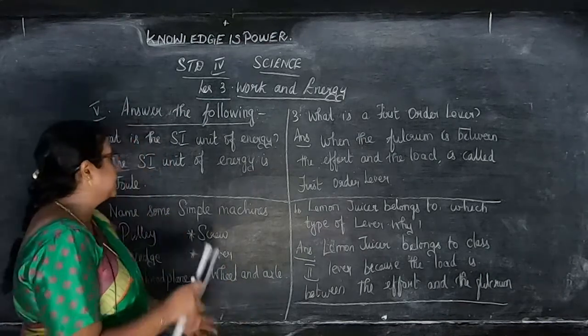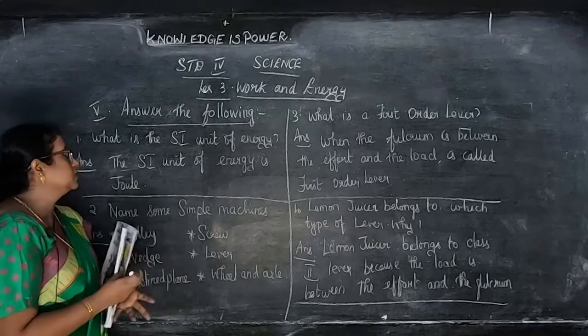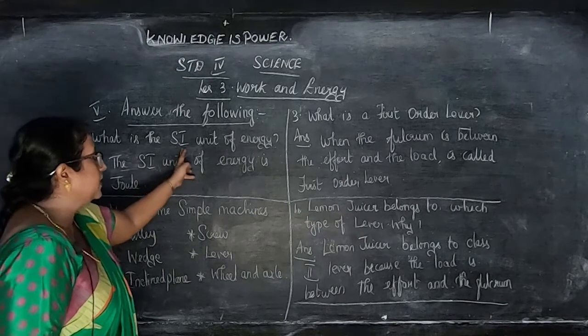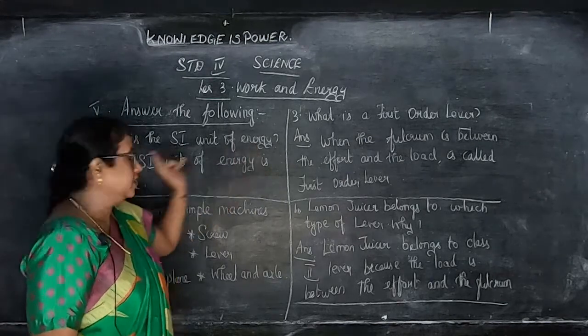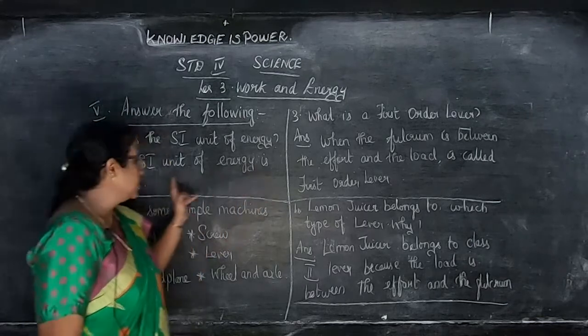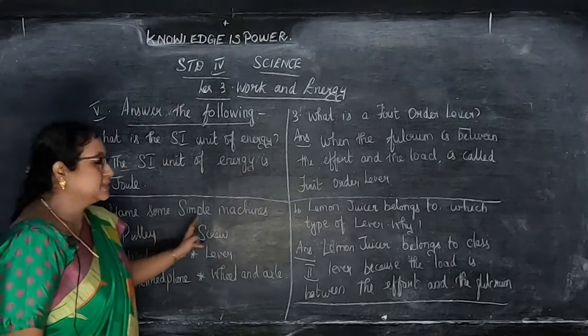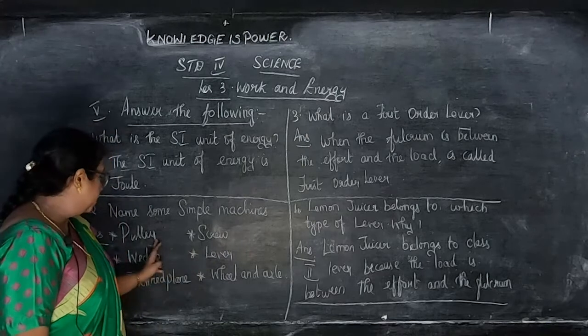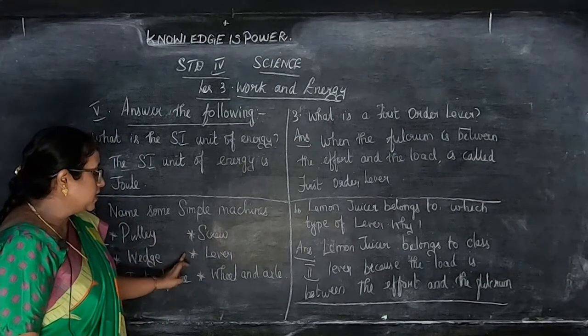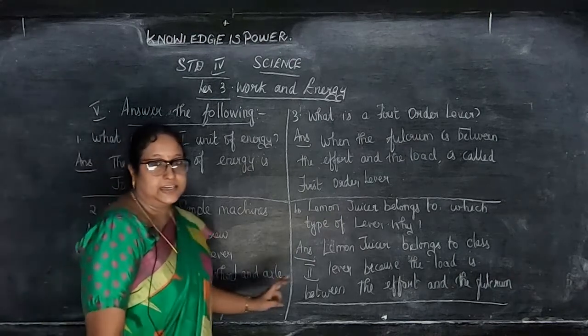Okay, children, once again I'll read along with me, so you can understand very well. What is the SI unit of energy? The SI unit of energy is joule. Name some simple machines. Pulley, wedge, inclined plane, screw, lever, wheel and axle.